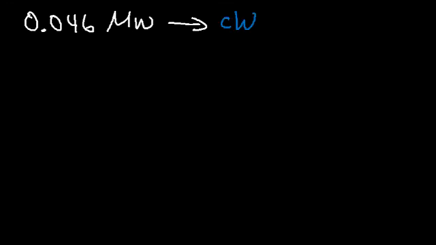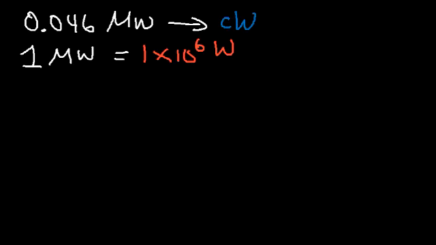Try this one. Let's say we have 0.046 megawatts, and we want to convert it to centiwatts. How would you do it? Let's find out what conversion factors we need. We know mega is 10 to the 6. Let's convert mega to the base unit watts, and then watts to centiwatts. So 1 megawatt is equal to 1 times 10 to the 6 watts. And 1 centiwatt: centi is 10 to the minus 2, so 1 centiwatt is 1 times 10 to the minus 2 watts.